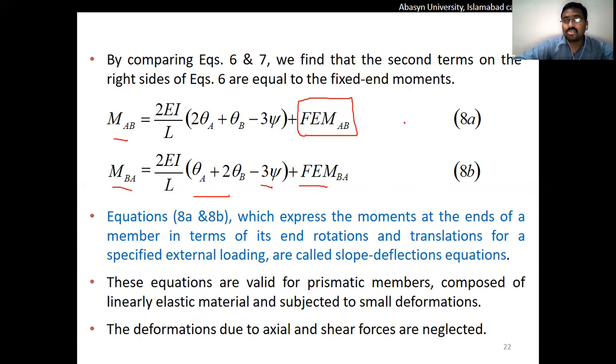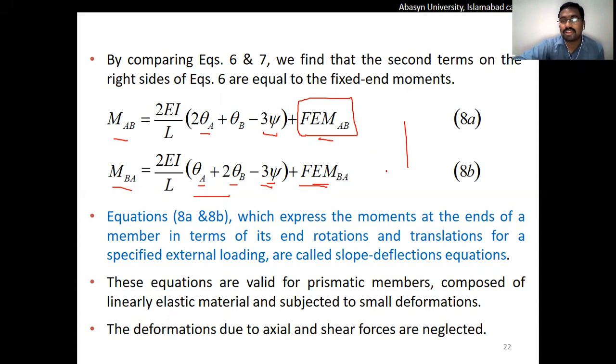Now, these two equations, both 8A and 8B, express the moments MAB and MBA in terms of the rotations, that is theta A and theta B, and in terms of translation, which is psi. And I have already told you that the value of psi is delta by L, deformation divided by length, and it also depends on the external applied loading. These equations are called the slope deflection equations, because we have a slope, we have a deflection, and we have applied loading as well, the moment due to applied loading.